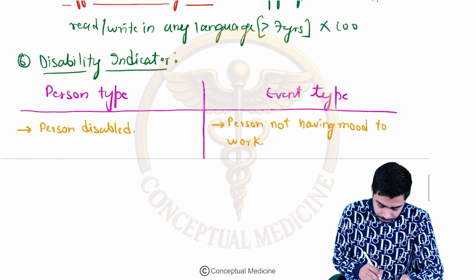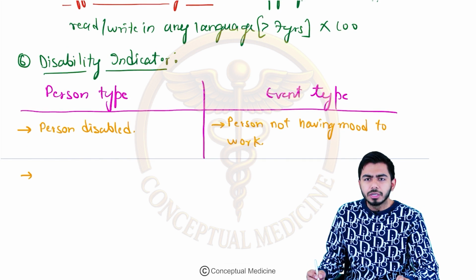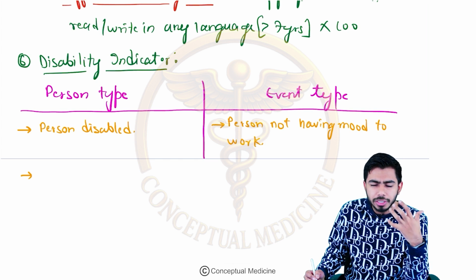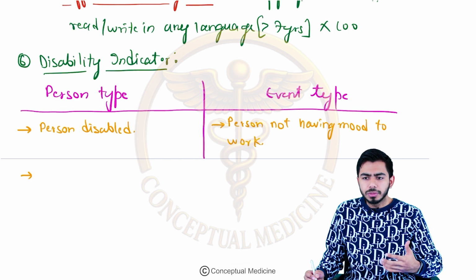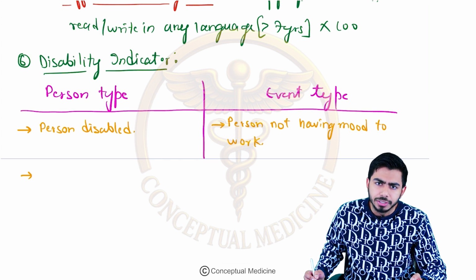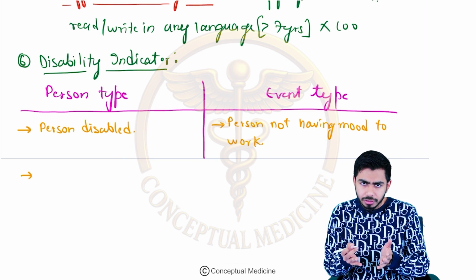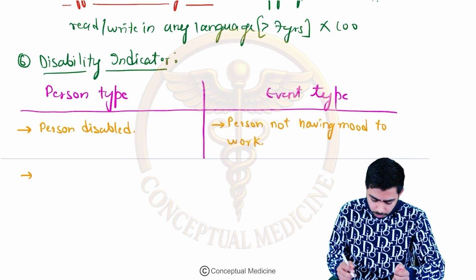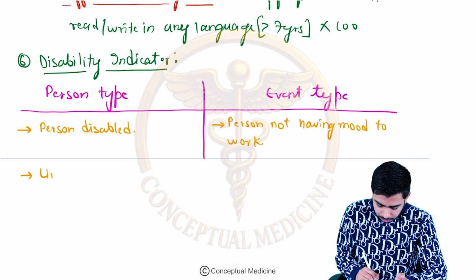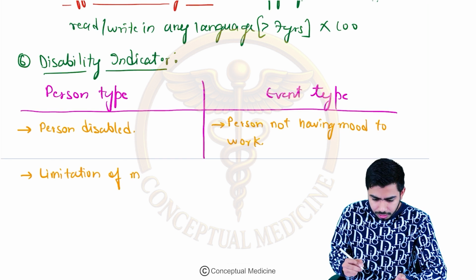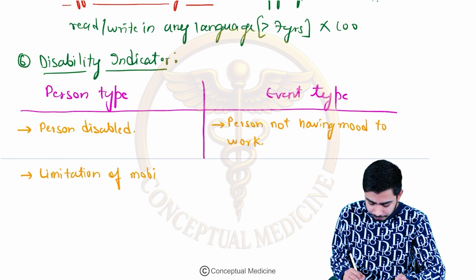In the person type, due to some kind of disability, the person is getting disability. Due to that kind of disability, the person will not be able to perform his or her activity. So in that case, we can say that mobility will be limited. Any kind of activity will be limited. So you can see that limitation of mobility or activity.